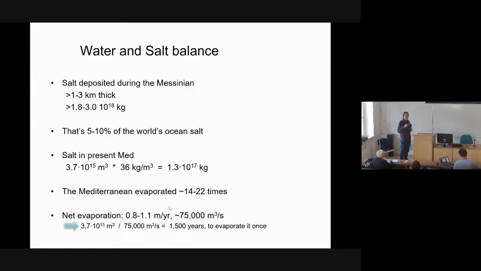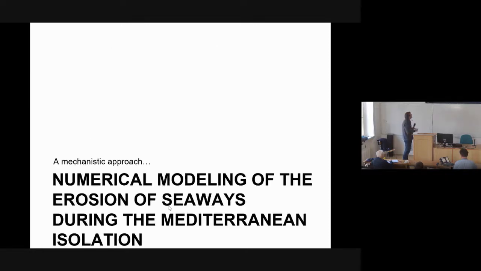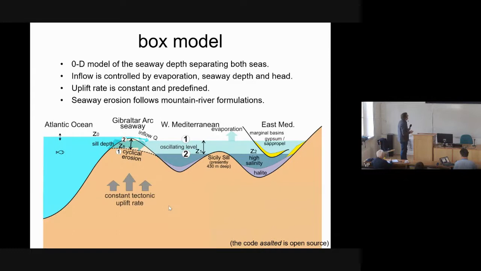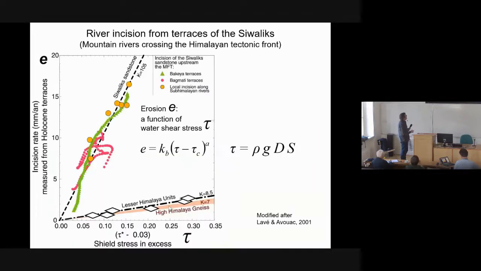And all that in addition to the eustatic sea level curves that should add some noise to that. What could that be? The explanation we were exploring is about the role of erosion along seaways. And so what we did is a 0D model. It's a very simple model that accounts for evaporation in the Mediterranean Sea and the erosion produced by the water flow entering the Mediterranean Sea.